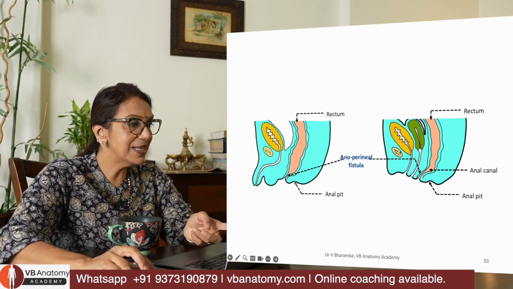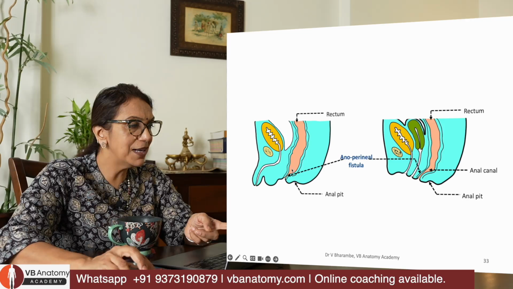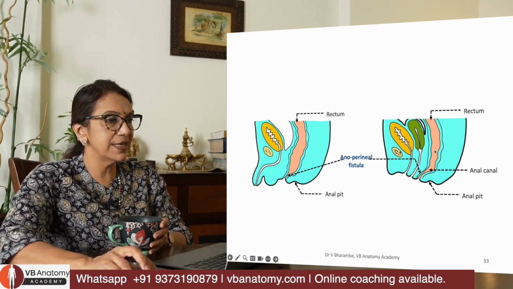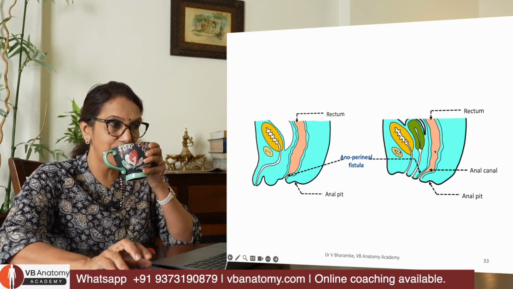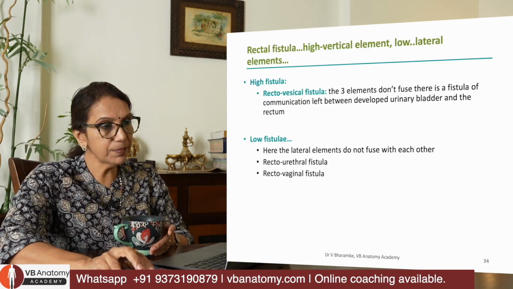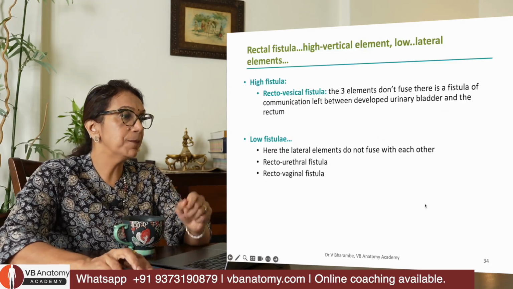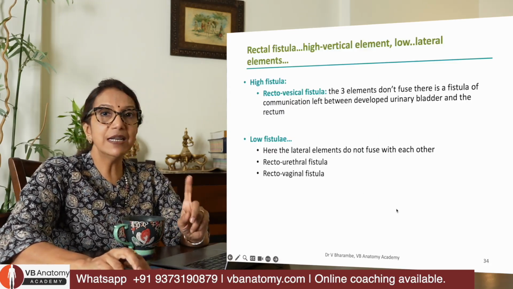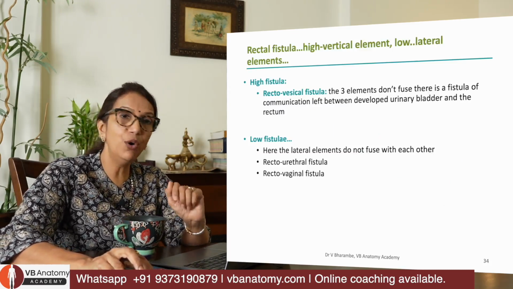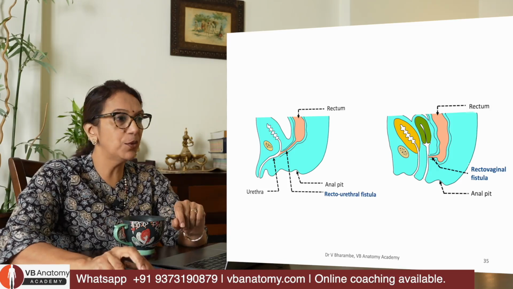Okay. So you can see here, this is the anal pit and you can see the anoperineal fistulae forming here. This is in the male, this is in the female. Right. Let's go to the next. So, like I said, if it's a high fistula, it will be a vertical element problem. If it's a low fistula, it will be a lateral element problem.